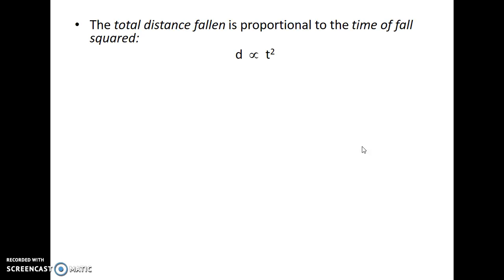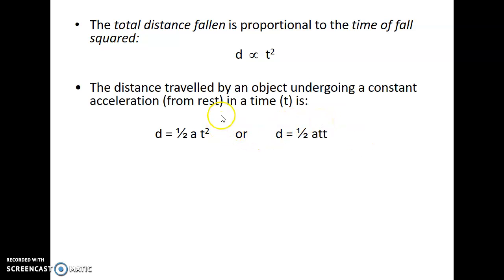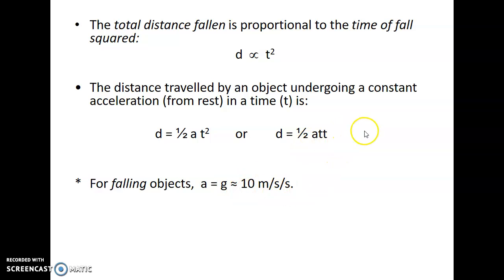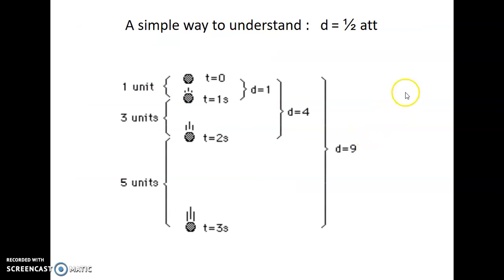So the total distance fallen is proportional to the time of the fall squared. You could find, in fact, experimentally, that the distance fallen is equal to 1/2 times the acceleration times the time squared, or 1/2 a t squared. Now, for falling objects, as I said again, what we're going to use is g for a. So when I say a for falling bodies, it really means g, 10 meters per second per second. So a simple way to understand the distance fallen is 1/2 a t squared.